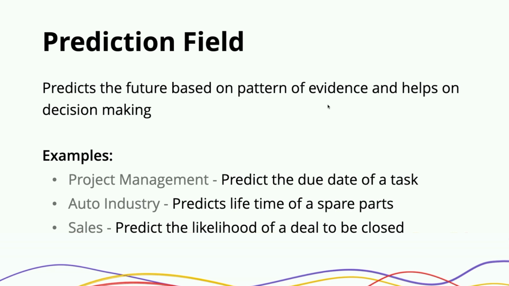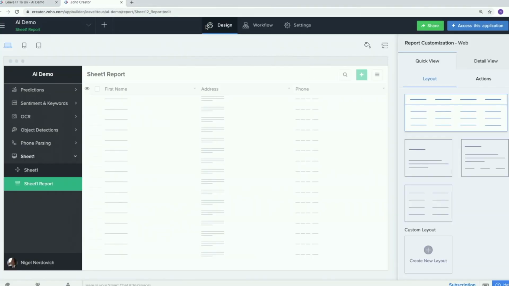Or I could predict the lifetime of a part in some kind of manufacturing system based off of a bunch of other factors. I could predict the likelihood that a deal will be closed if I've built some kind of custom CRM, based off of what information I'm entering about that deal, such as what item I'm trying to sell someone, what price it's being offered at, and so on. Zia can learn to make those predictions automatically.